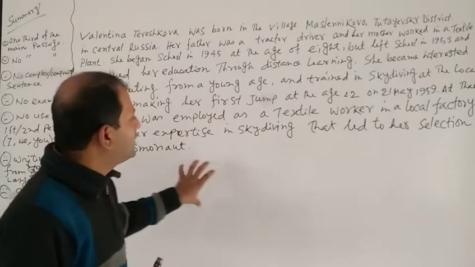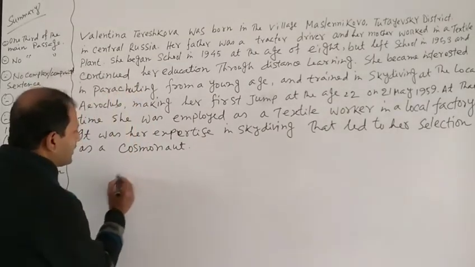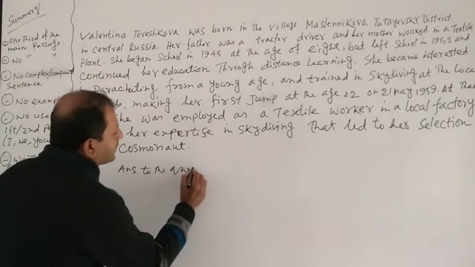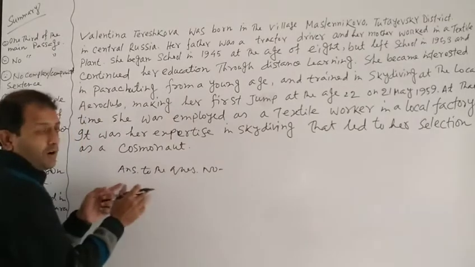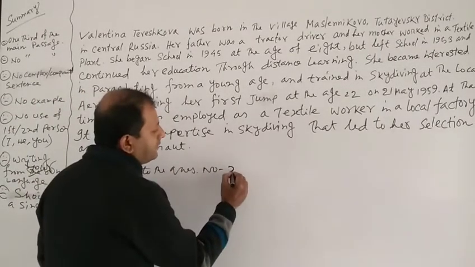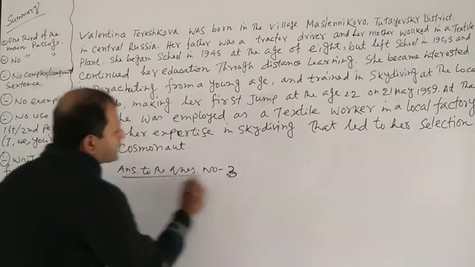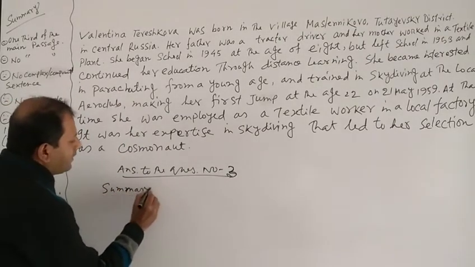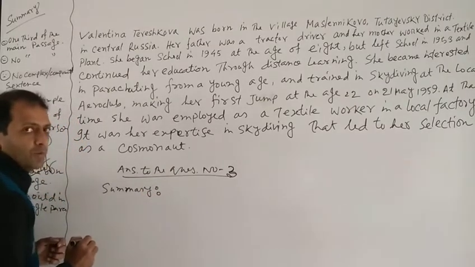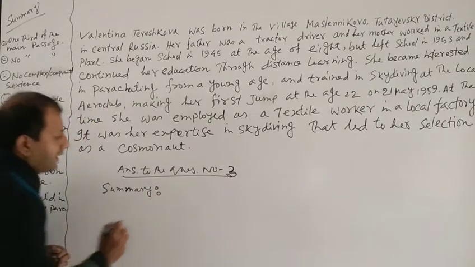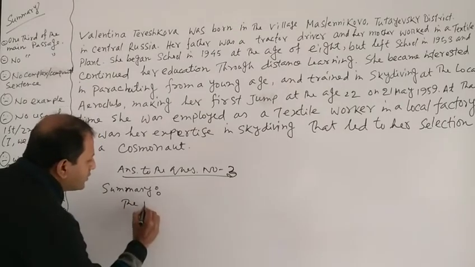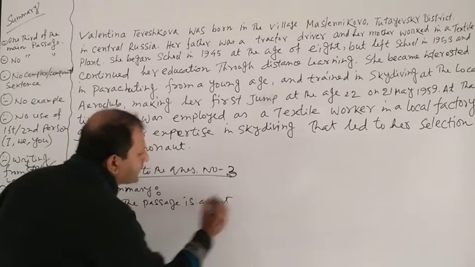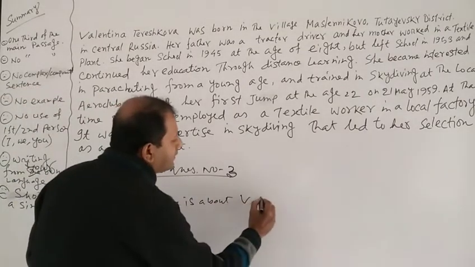So first of all, I write down, suppose here is the question number. I will write the answer to the question number. I'm writing in short. Question number 3. So first, summary writing. Here I have written summary, and then here I will put a colon, and then here I will write, the passage is about, the passage deals with Valentina Tereskova.